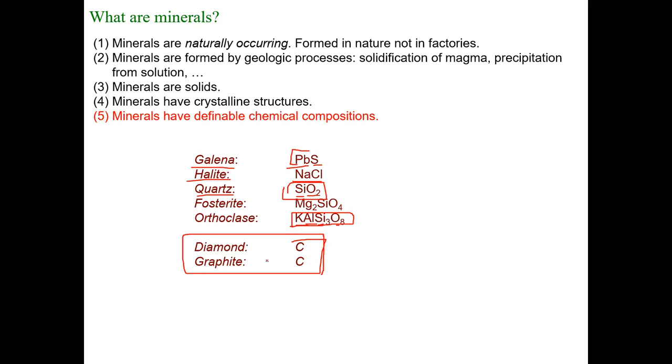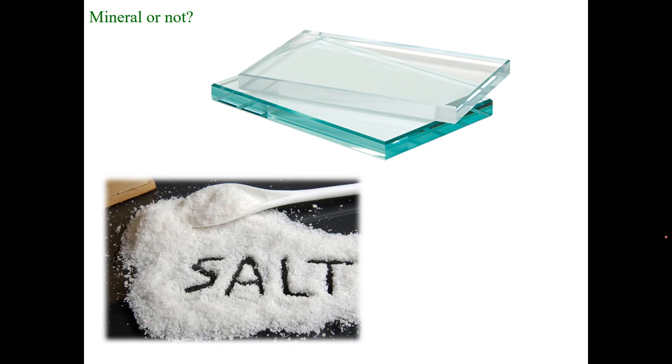Now, keep in mind that you can have the same chemical formula in 2 different minerals. Carbon is the chemical formula of diamond. Carbon is the chemical formula of graphite. Graphite and diamond are not the same mineral. They're very different. Compositionally they're the same, but the way the carbon atoms are arranged is totally different, and it ends up with very different physical properties. Okay, so moving on here.